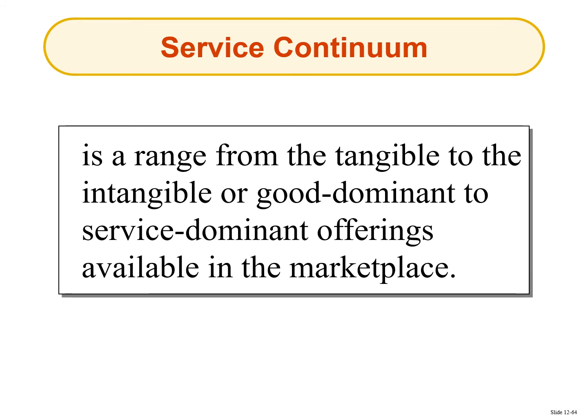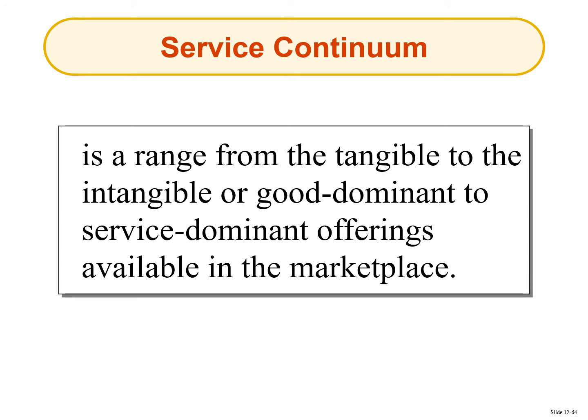So there's a range from tangibility to intangibility. If it's a completely tangible offering, it can be a pure good. And if it's a completely intangible offering, it can be a pure service. But there are a lot of products available in the market which are not completely tangible or intangible. They're a mixture of both. So that's what a service continuum gives us.